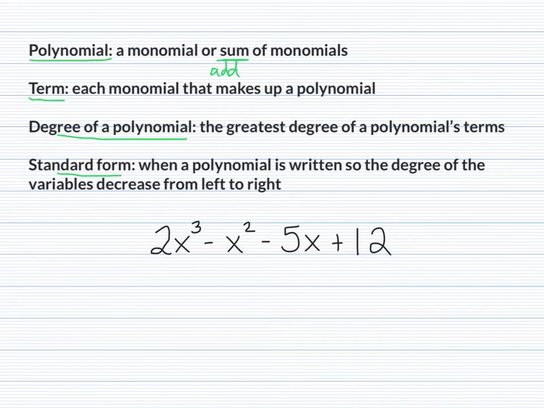When a polynomial is written so the degree of the variables decrease from left to right. So we always want the variables' exponents to be decreasing left to right. So if we look here, this is written in standard form because it goes x to the third, x to the second, x to the first, and then there's nothing. So it would be like x to the 0. Okay, so this is standard form. So I'm going to put all that here, that this is standard form.